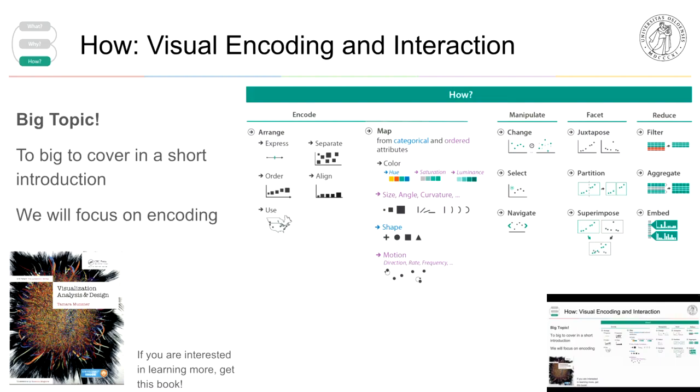So based on your data and task abstraction, you start to define how to actually draw the visualization. This is a very big topic. This is the main topic of visualization. It's too big to cover in this short introduction. So I will be focusing on a small part of it, mainly this part of encoding. But if you're interested in learning more, you can get this book by Tamara Munzner. So it explains all of this.